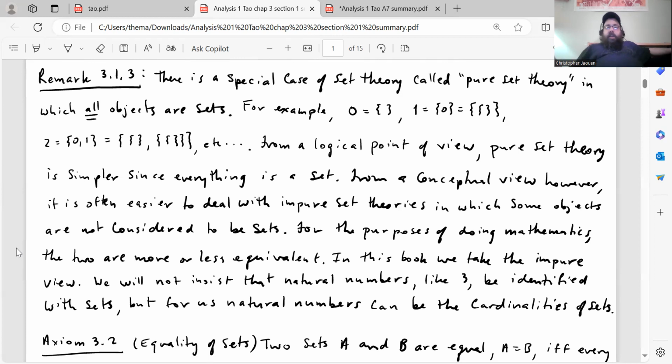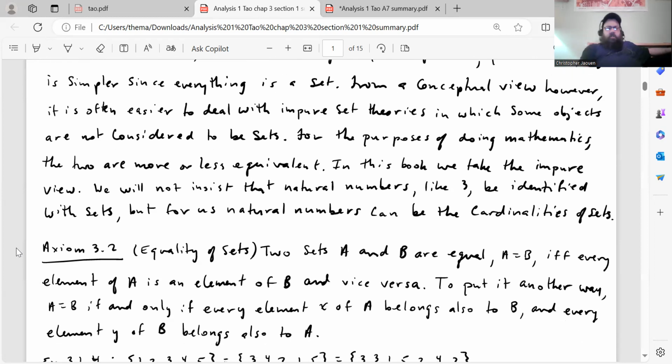We will not insist that natural numbers like 3 be identified with sets, but for us, natural numbers can be the cardinalities of sets. Now, we don't talk about cardinalities of sets in section 3.1. That's done later on in the chapter, so we'll get to that eventually. But you probably know what the cardinality of a set means at this point, at least for finite sets. Hopefully you do. But anyway, we'll define it later on in the chapter.